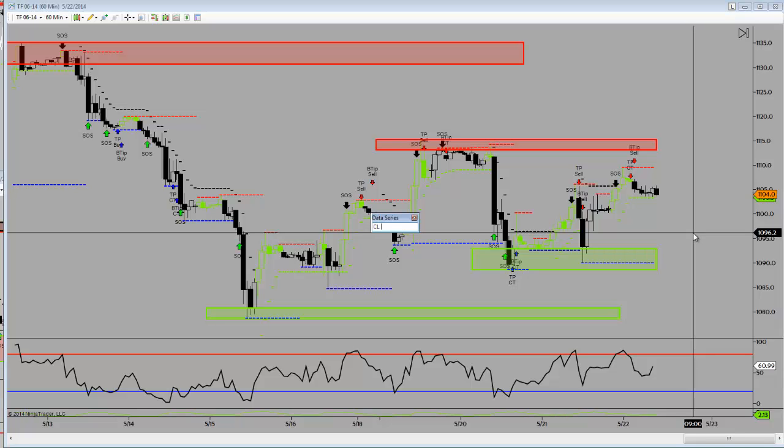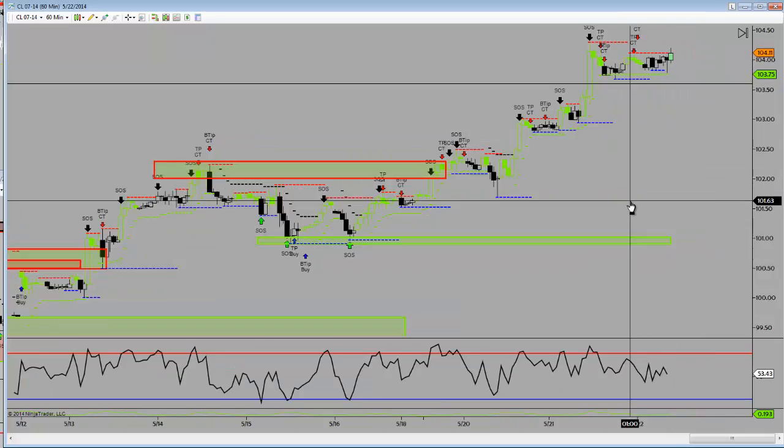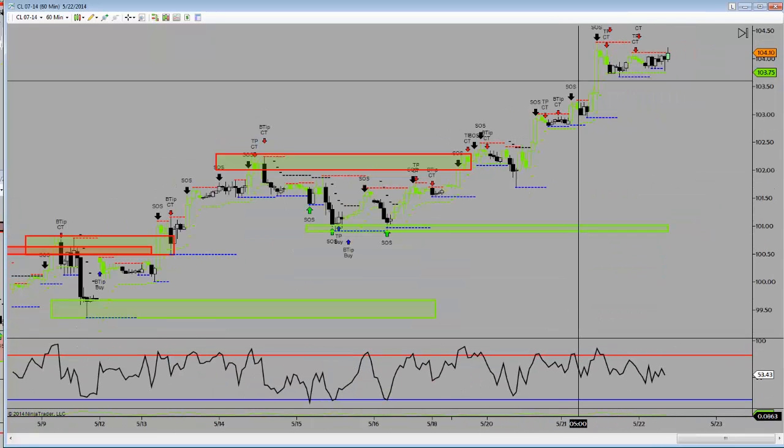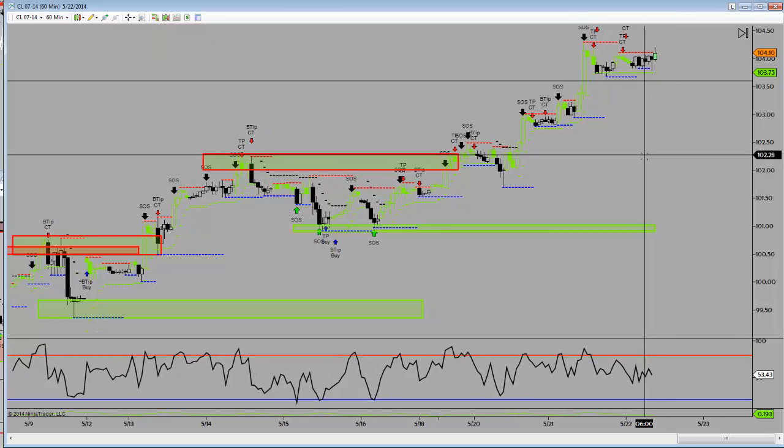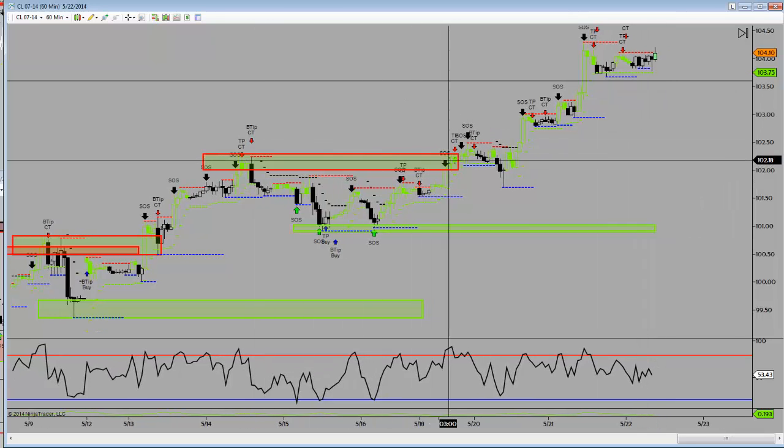All right, and then let's take a quick look at crude oil. Crude oil gone, it took off. We had inventory numbers, got a little pop off the inventory numbers. We have natural gas this morning at 9:30. Again, look at the tendency.